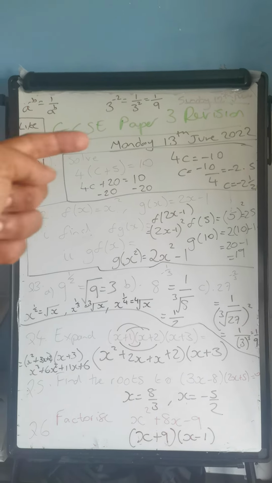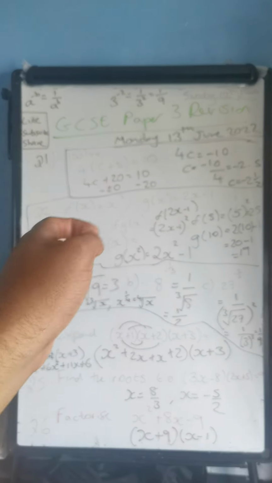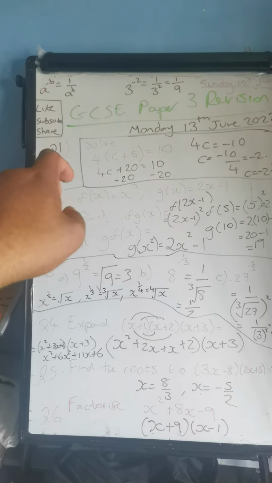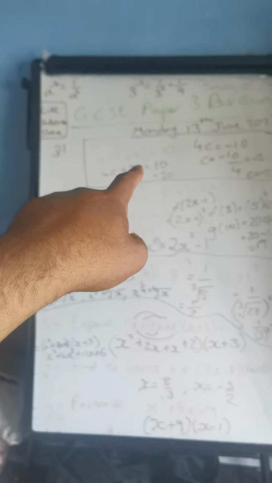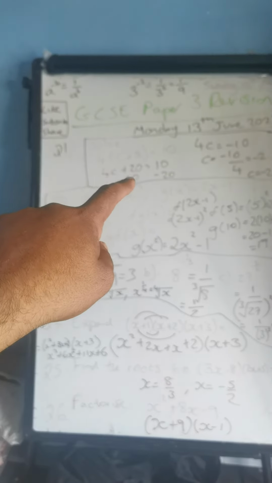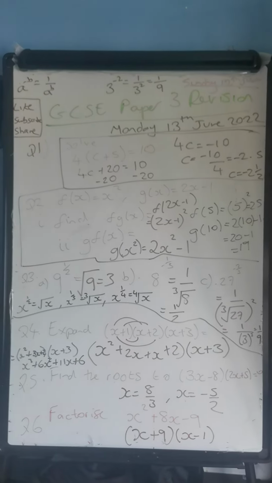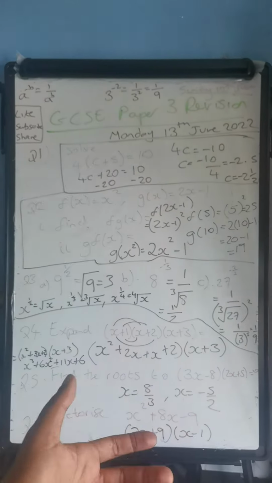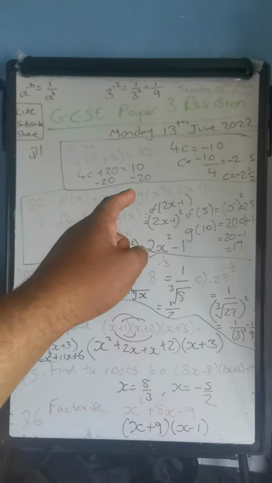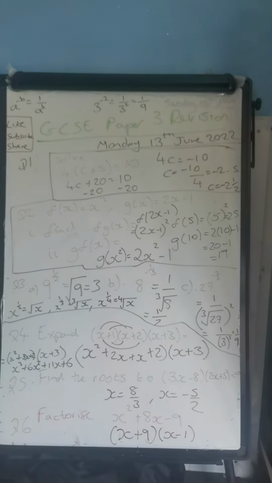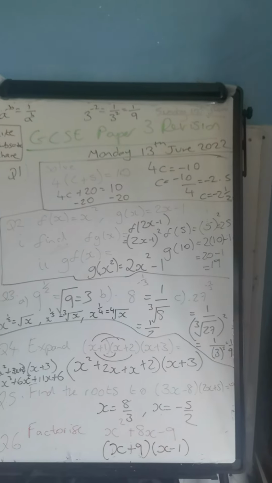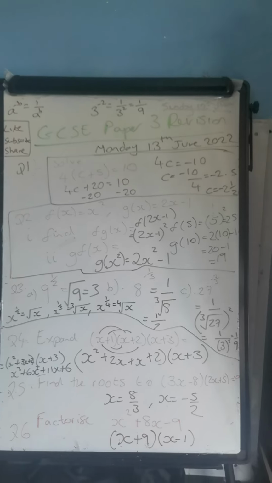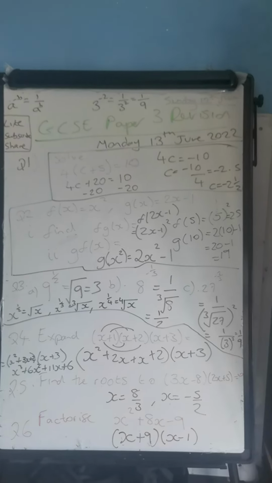So question 1 is looking at solving an equation involving brackets. If I expand the brackets, 4 times c is 4c, 4 times 5 is plus 20, that has to equal 10. If I then subtract 20 off both sides to balance the equation, 4c is equal to 10 take away 20, which is minus 10. Dividing both sides by 4, c is equal to negative 10 over 4, or negative 2.5. Either answer is fine.